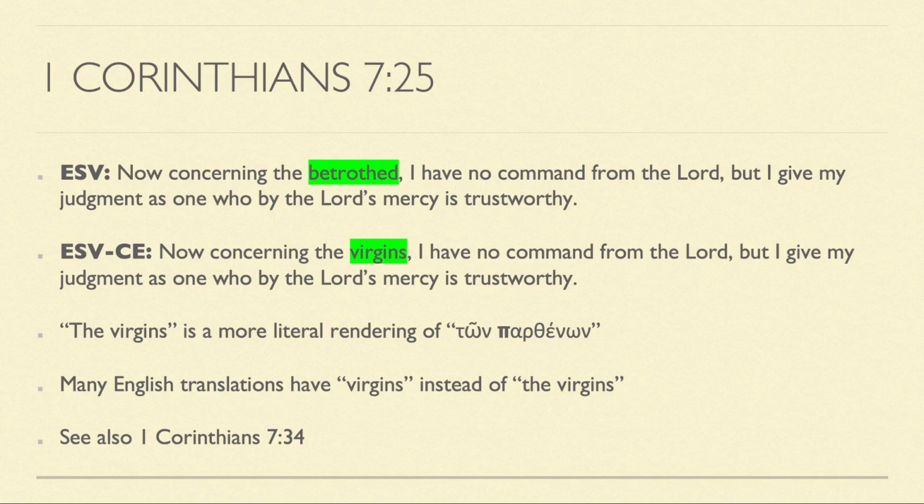In 1 Corinthians 7:25, we reach the final change I want to look at. Now in the ESV-CE, Paul says, "Now concerning the virgins," whereas in the ESV it was the betrothed. Now, the virgins is a more literal rendering of ton parthenon, and many English translations, however, have just virgins instead of the virgins. They don't translate the ton.